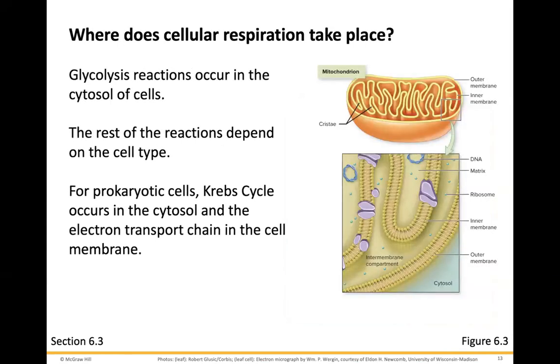So where in the cell do we see cellular respiration taking place? Glycolysis reactions will occur in the cytosol of the cells. The rest of the reactions will depend on the cell type. For prokaryotic cells, the Krebs cycle occurs in the cytosol, and the electron transport chain will occur in the cell membrane.